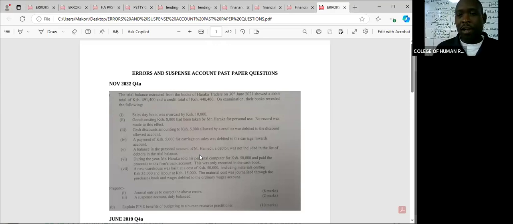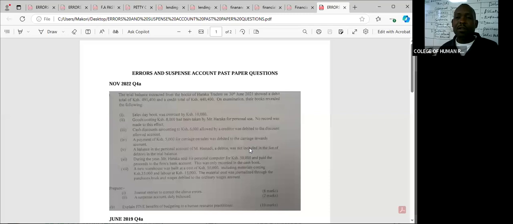So in either case, carriage inwards and carriage outwards, because they are both costs, we normally debit them. The accounts are normally debited. Any expense or any account that is going to be dealing with the cost that we are incurring should be debited. So here, let us look at what happened. A payment of 5,000 for carriage on sales was debited on carriage inwards. And I've told you that carriage on sales is a carriage outward. All of them are supposed to be debited, but now we have debited the wrong account. Instead of debiting the carriage outwards, we have debited carriage inwards.